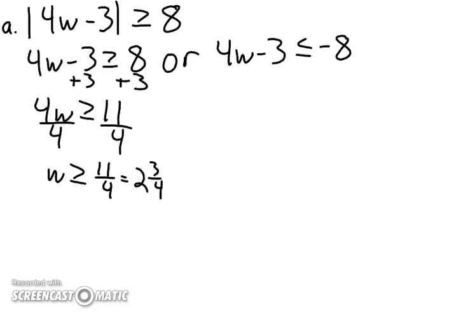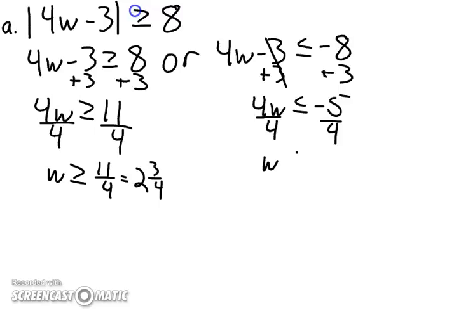Okay? The other one here is 4W minus 3 is less than or equal to negative 8. We're going to add 3 to both sides. And 4W is less than or equal to negative 5. We're going to divide by 4. And we're going to say that W is less than or equal to negative 5 over 4. Remember that this is an OR question. So either one of those things would have to be true. One or the other, not both.